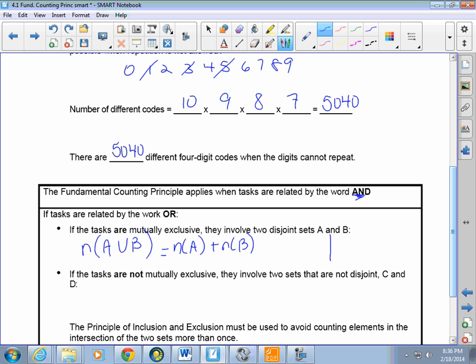So remember in Venn diagrams, if you drew a mutually exclusive one, they would be like this. This would be A and this would be B. They wouldn't have anything in common. There wouldn't be any overlap.